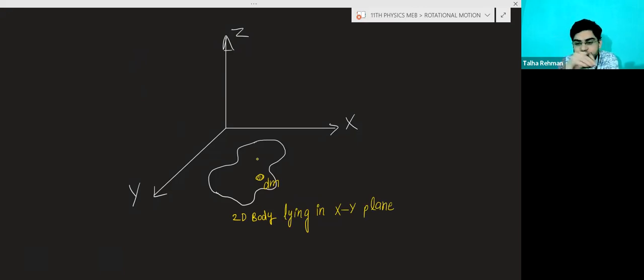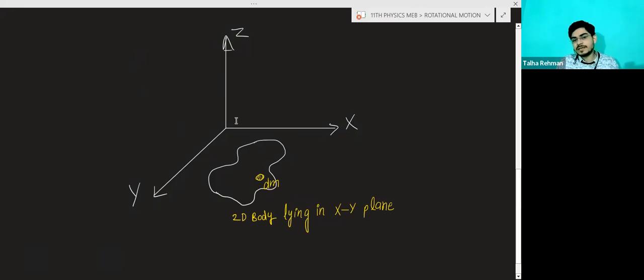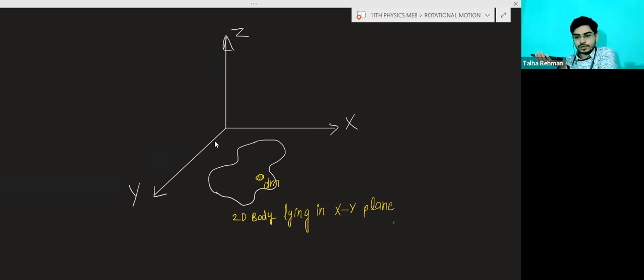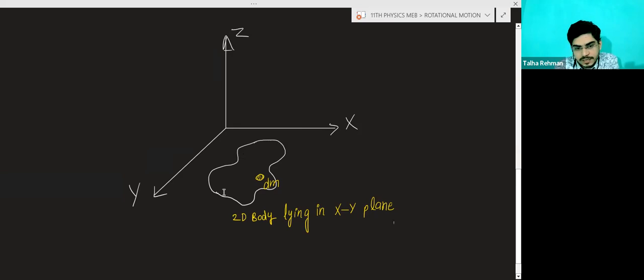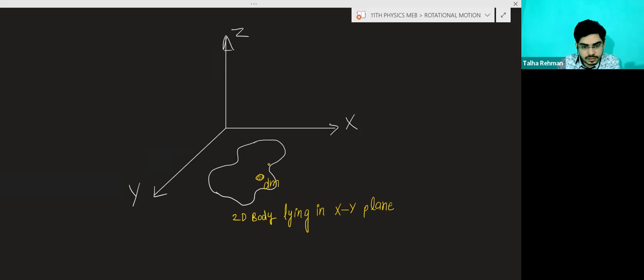This body is lying in the XY plane, and for the XY plane, the Z axis will be perpendicular to it. If this is the XY plane, then perpendicular to this will be the Z axis, like this or like this. Now, this is a rigid body, a two-dimensional rigid body.